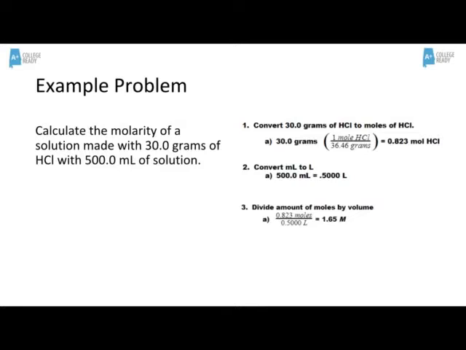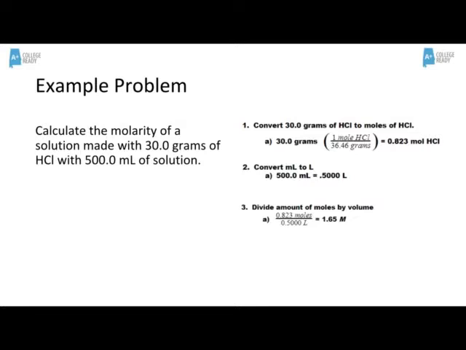So here is an example problem of how this would work. So calculate the molarity of a solution made with 30 grams of HCl with 500 milliliters of solution. So the first thing that I want to do is I've got to get grams to moles because it's moles over liters. So you would find the molar mass of HCl, which is 36.46 grams, and you would just set up a basic stoichiometry problem. So 30 divided by 36.46 gives me 0.823 moles of HCl.